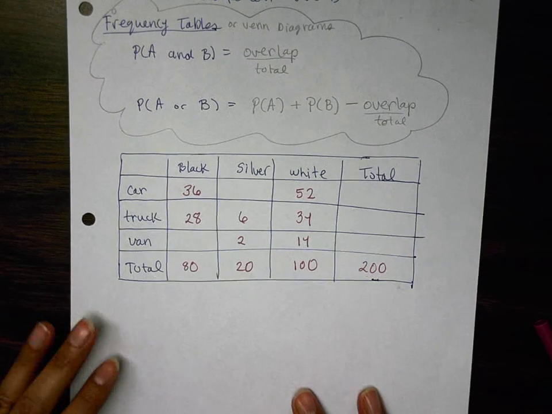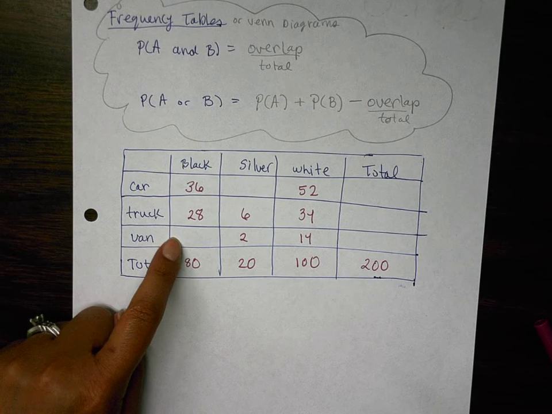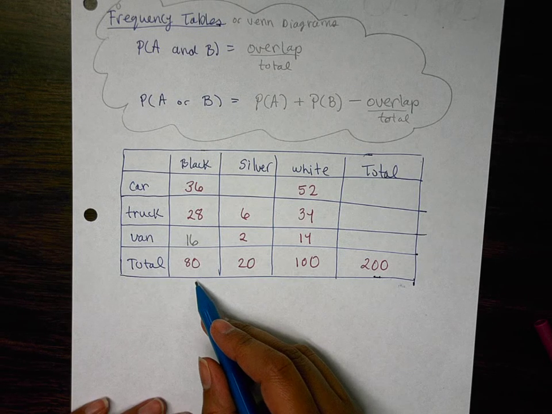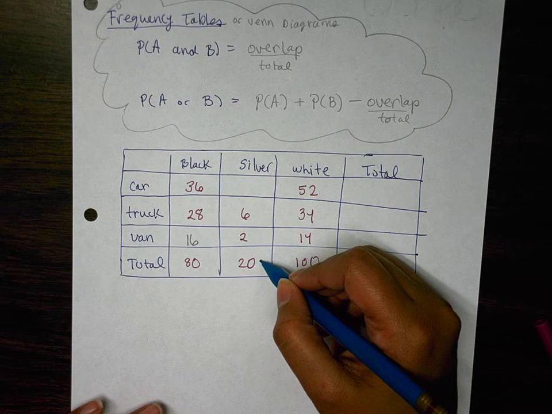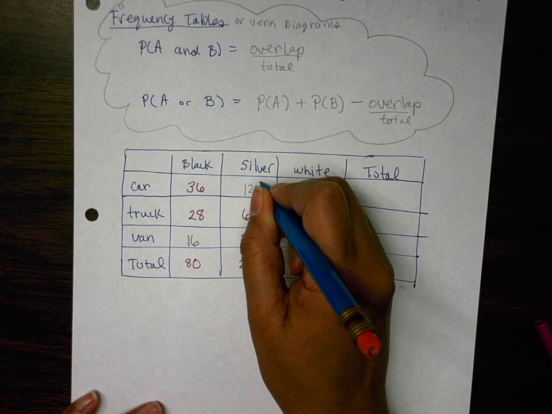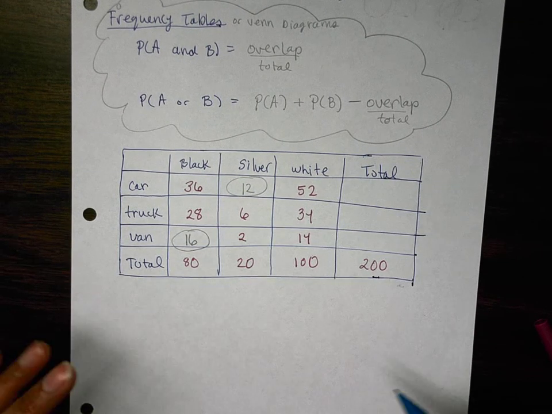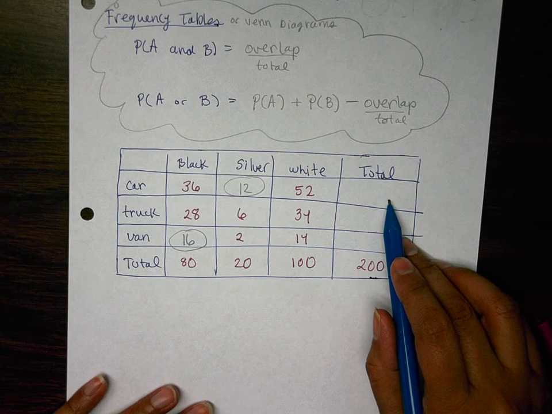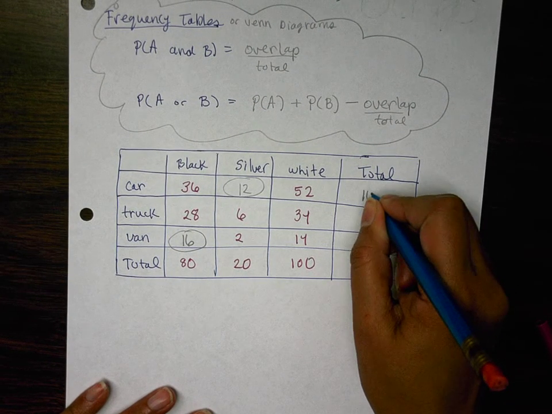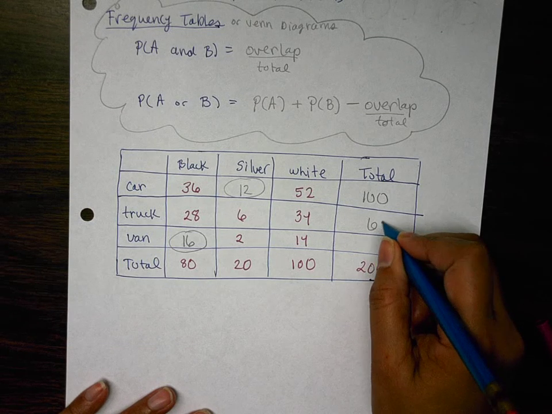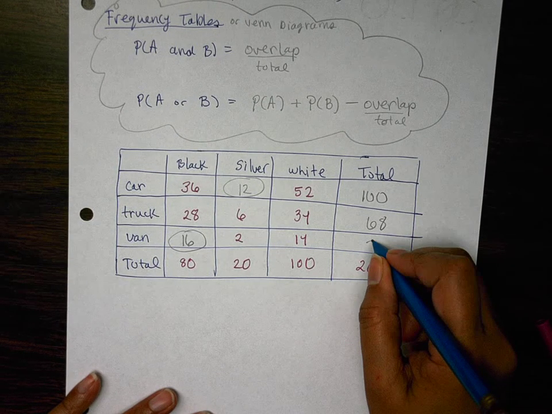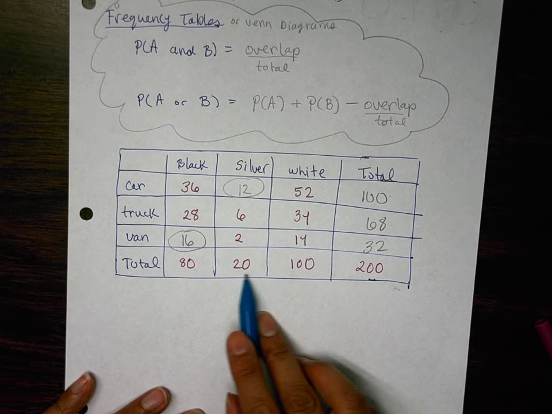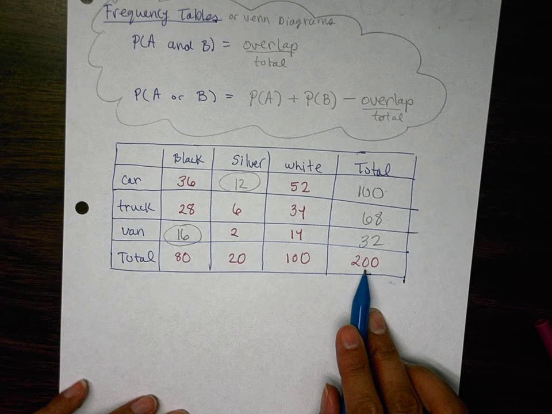Okay. First number here is what? 16. Did you add these two and subtract from 80? Same thing here. 6 plus 2 subtract from 20 is what? 12. I'm going to circle these just in case you didn't change colors like I did. You know which ones were given, which ones were not given. Okay, total for cars, 100. Total for trucks, and the total for the vans. And is 100 plus 68 plus 32, 200? Yep. And the sum of these across here also 200. Yep.